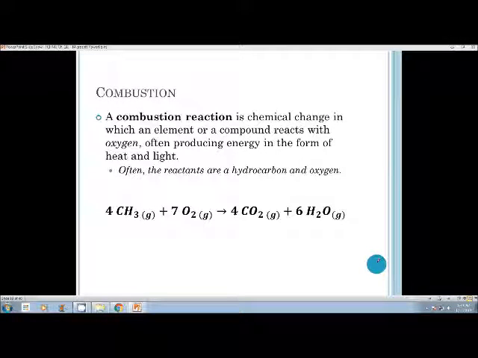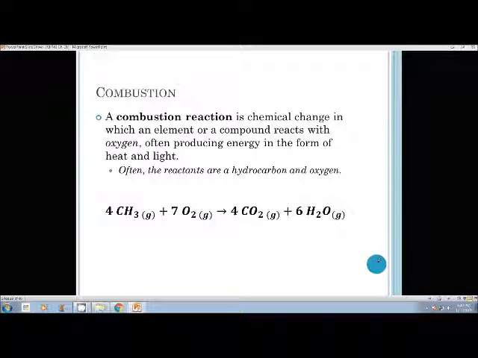a combustion reaction happens when you have something react with oxygen. So usually it's oxygen from the air, okay? So a way to identify that is oxygen gas will probably be a reactant, okay? Because it's burning with the oxygen. That's one way that you can tell it's combustion.